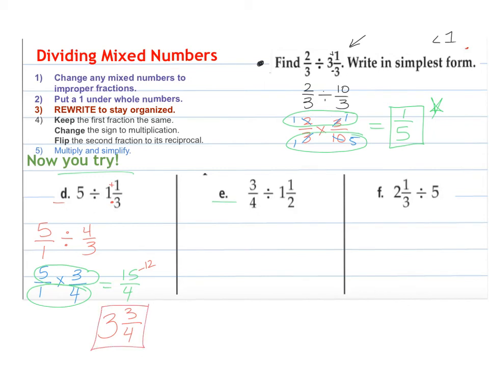On to number E, or letter E. I see 3/4, which I can leave the same, divided by, need to change my mixed number to an improper fraction. 1 1/2 is the same as 3/2. Now that they're in the right form, I can keep, change, flip. Dividing fractions is easy as pie. Flip the second and multiply. I see that I can cross cancel, but maybe I forget that. On this one, I'm just going to multiply straight across and simplify at the end. So here I see 3 times 2, which I know is 6. 4 times 3, which I know is 12.